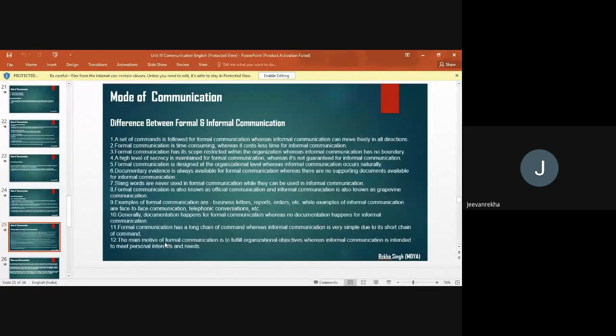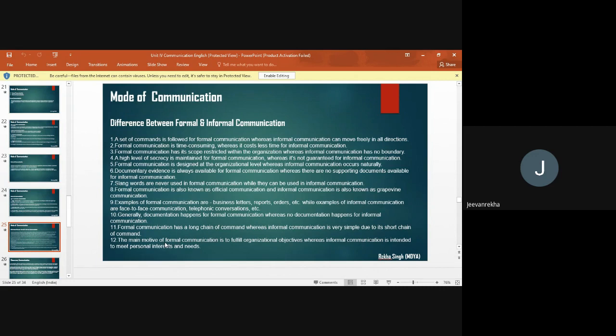But examples of informal communication are face-to-face communication and telephonic conversation, like bankers. They always use telephonic communication, or they can use slang words with the employee or another company, right? Generally, documentation happens for formal communication. In formal communication or in offices, documentations are required, right? But documentation for informal communication is not required.